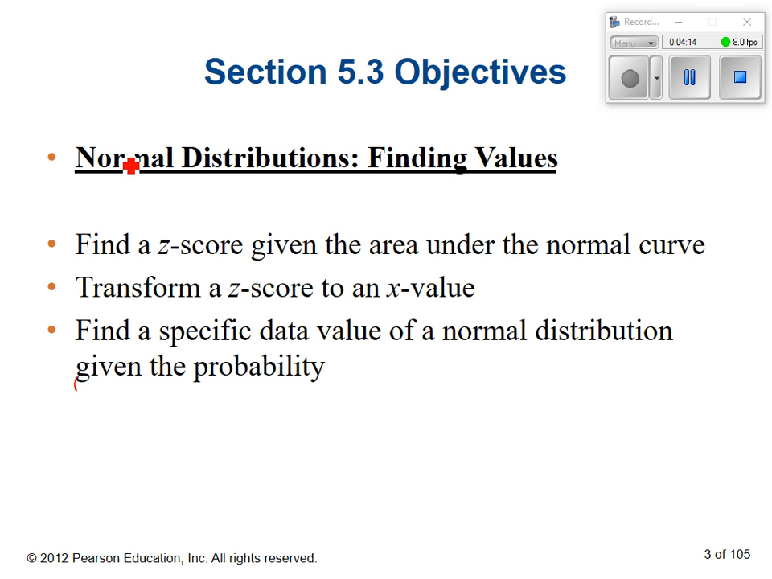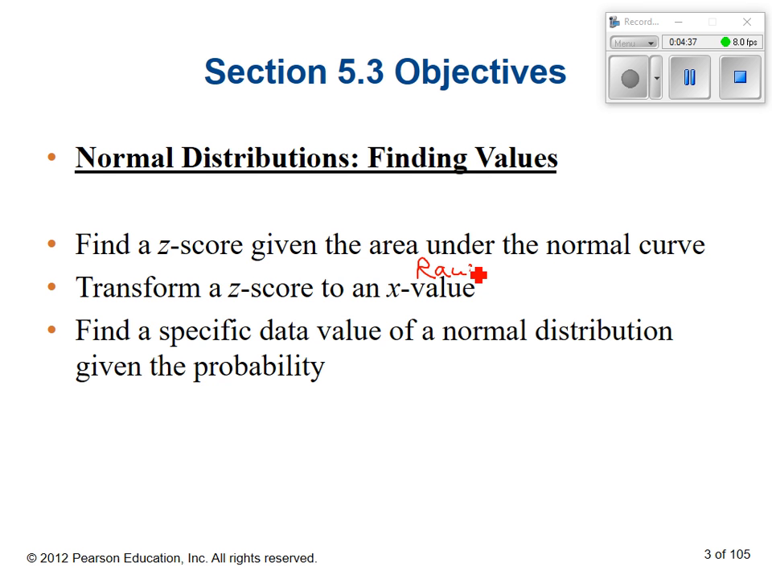So we want to find the z-score. We're going to take that z-score and transform it back into an x value. So a raw score, remember, x value means raw score. Feet, ACT score, SAT score, whatever it happens to be. The x value is your raw scores.